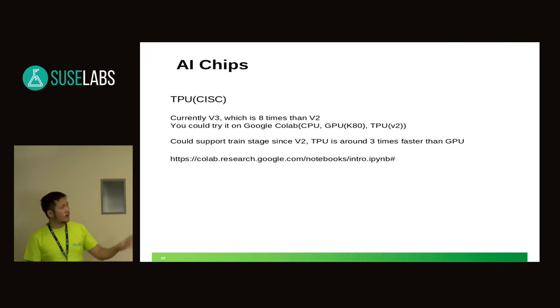Let's take a quick look at the TPU, one of the most famous ones. It actually uses a CISC instruction set, complex instruction set computing. It's in its third version today, and they also provide a cloud service. You could try it on their Colab web page. It's still the second version, V2, there. And you can do some comparison between this TPU and the K80 GPU and some CPUs. They are five series, if I recall correctly.